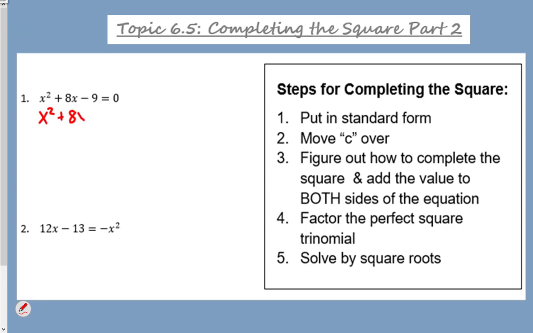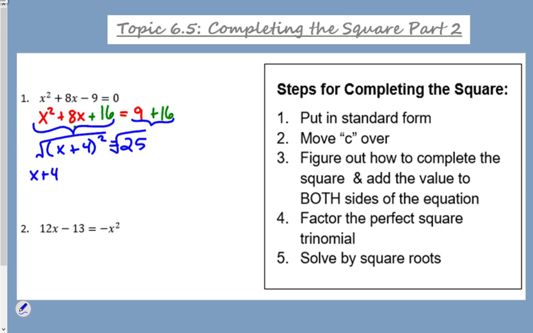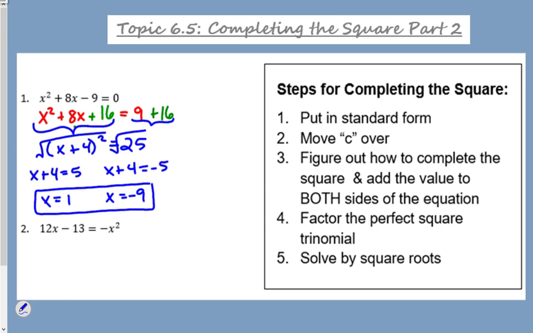So I'm going to start by adding the 9 to the other side. Then I need to figure out what value I can add in here to create a perfect square trinomial. So I'm going to cut this 8 in half and get 4, square it, and I get 16. And we're going to add it to both sides. Then I'm going to do the perfect square trinomial. I'm going to factor this. So I get x plus 4 squared equals, that's 25. Then I square root both sides. So x plus 4 is 5, and x plus 4 is negative 5. So my two answers will be 1 and negative 9. Okay, again, nothing weird there. That's just kind of to recap.